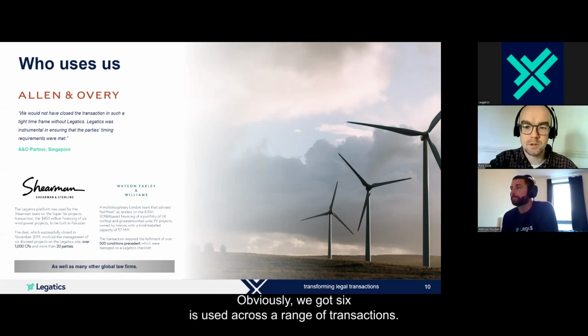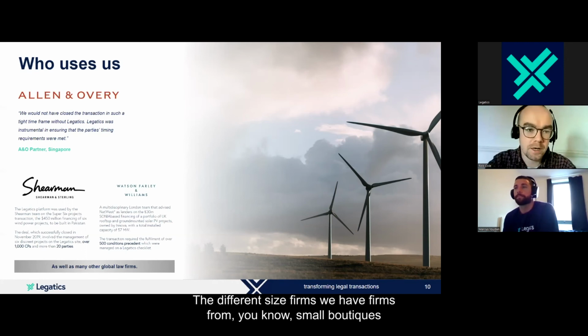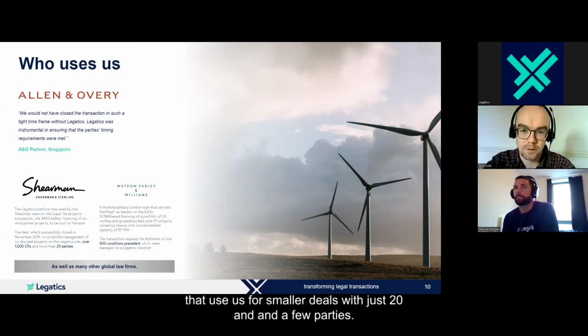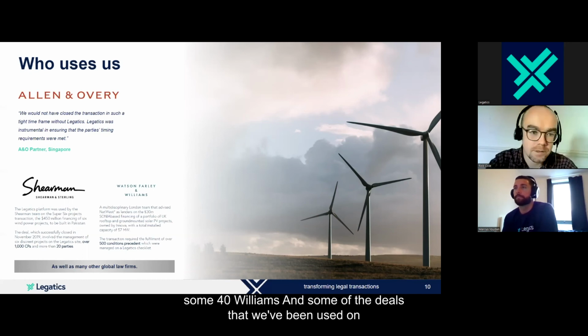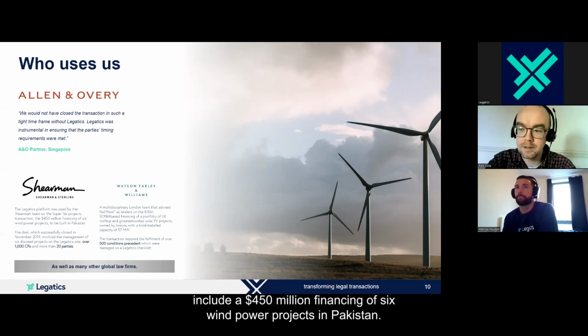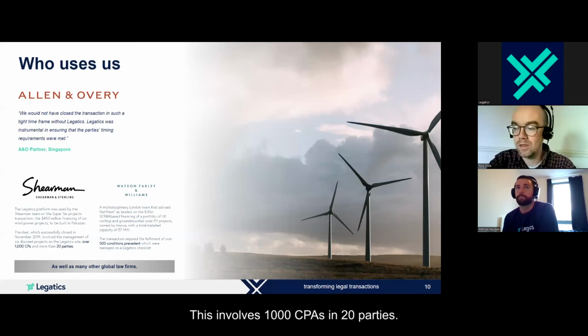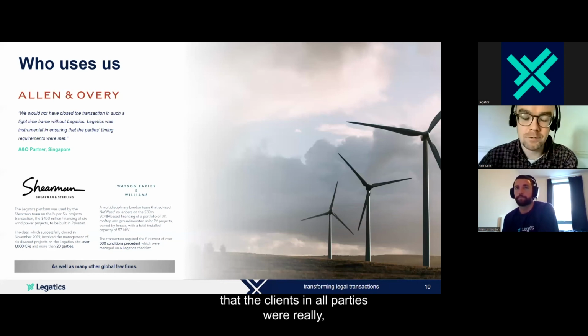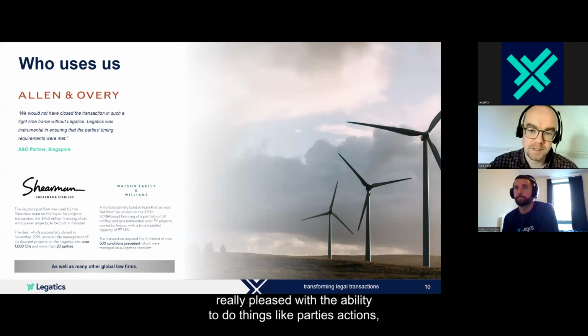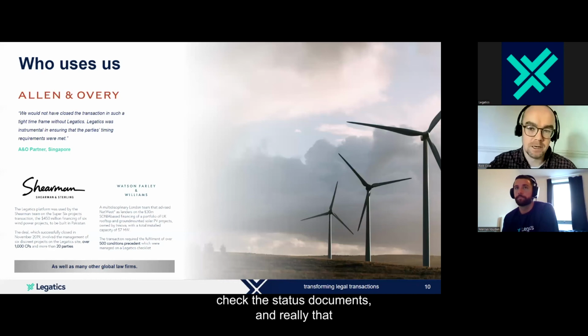Legatics is used across a range of transactions for different size firms. We have small boutiques that use us for smaller deals with just 20 CPs and a few parties. We then also have the likes of Allen & Overy, Sherman & Sterling and Watson Farley Williams. Some of the deals that we've been used on include a $450 million financing of 6 wind power projects in Pakistan. This involved 1,000 CPs and 20 parties. It was reported in this deal with Sherman & Sterling that the clients and all parties were really pleased with the ability to do things like prompt parties' actions and check the status of documents, and the software was perfect for this type of transaction.